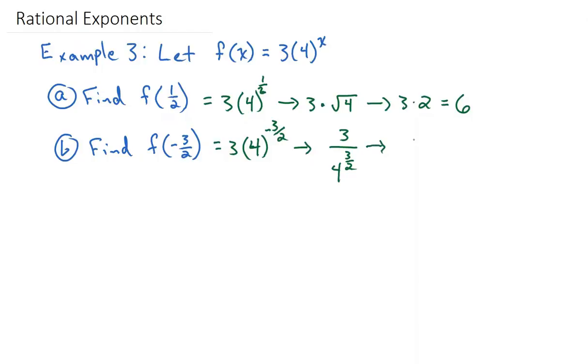And now I'll convert it to a radical. So that's going to be the square root of 4 to the 3rd. So make sure you're processing how all of that conversion happened. Once you get it converted, the math's not too bad. That's 3 over 2 to the 3rd, which equals 3 over 8.